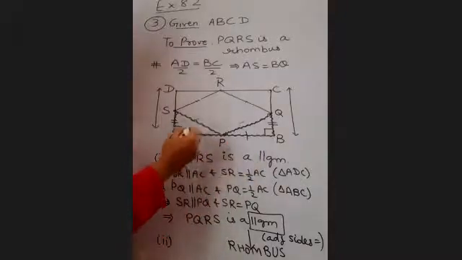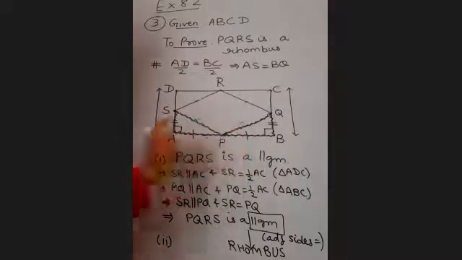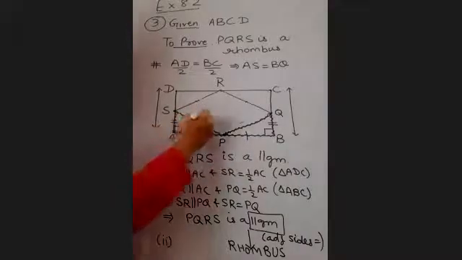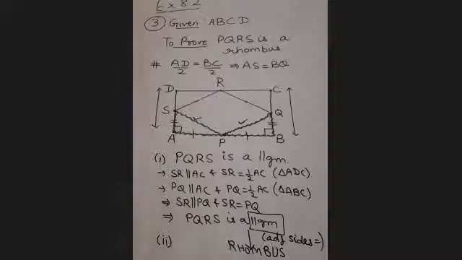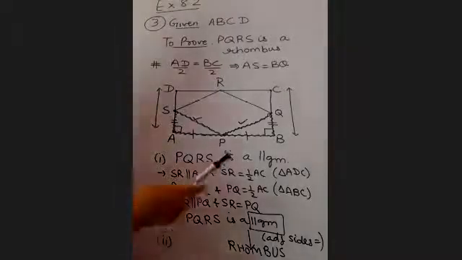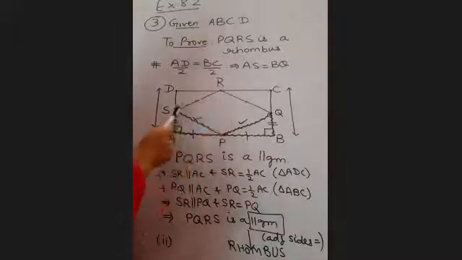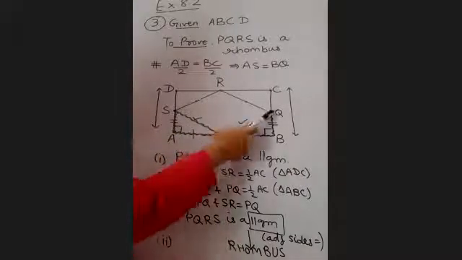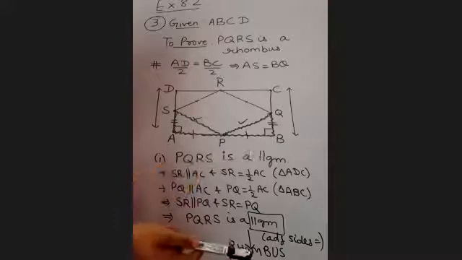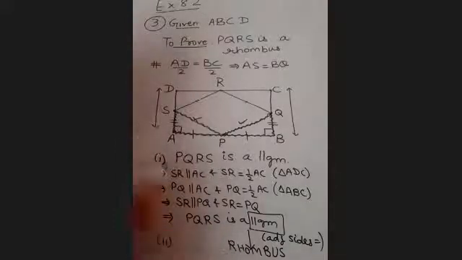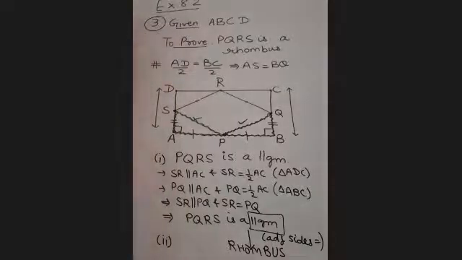Yes. If they are congruent, we get PS equal to PQ by CPCT. So now PQRS is a parallelogram in which adjacent sides are equal. And since adjacent sides are equal, PQRS is called a rhombus.